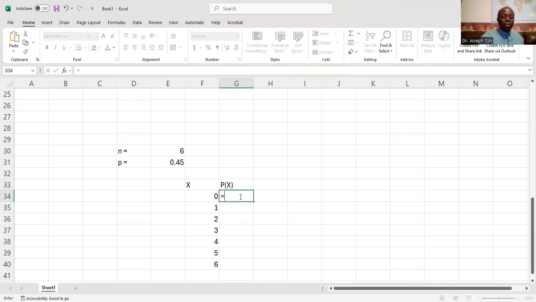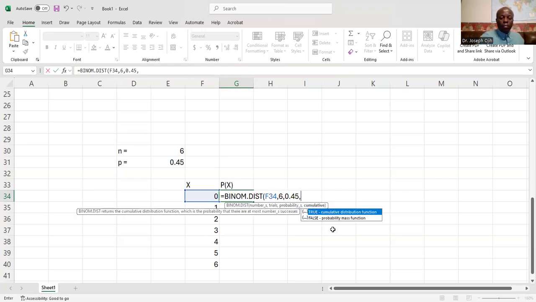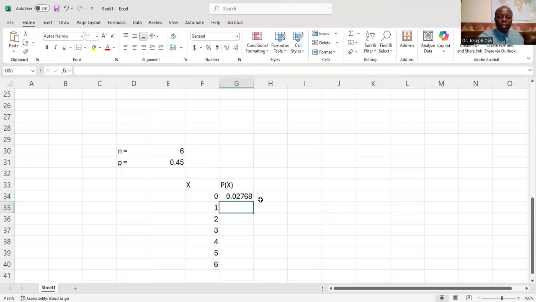So that we have equals binom.dist. Double click. Number, that's X right here. Click on it, comma. How many trials? 6 trials. You can see N is 6. Comma. Probability is P, 0.45. Comma. Cumulative, no, type false. Close the parenthesis, press the enter key. See, and then you double click or you can drag it down.